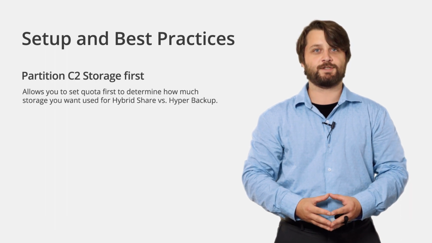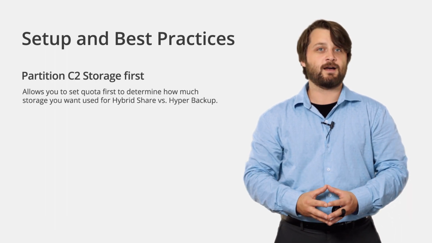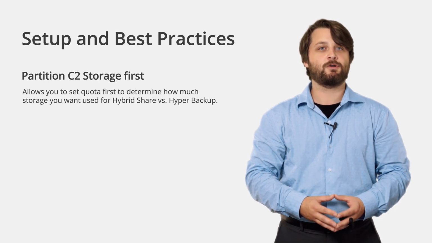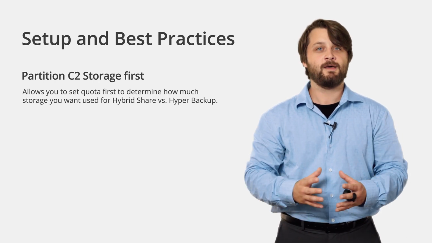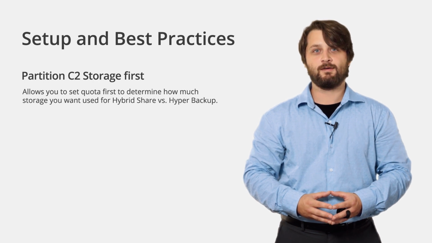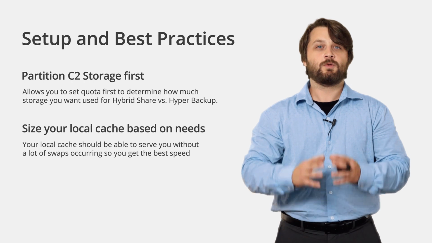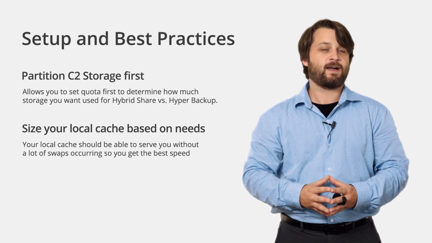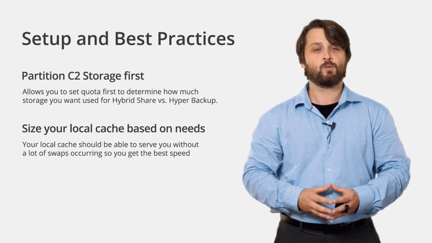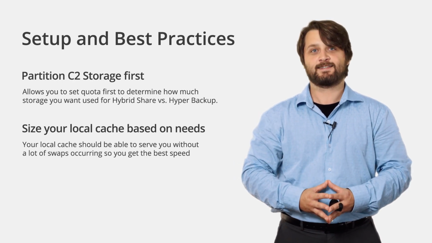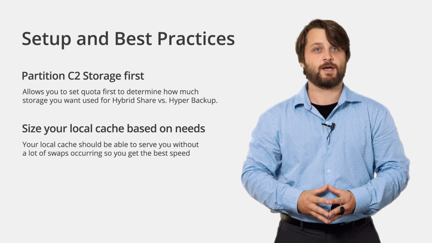You first want to partition your C2 storage. You're going to be setting up a quota for your Hybrid Share folder, and you're essentially determining how much storage you want utilized for Hybrid Share versus Hyper Backup, because C2 storage can be used for both. You then want to size your local cache to meet your organization's needs. Now, Synology recommends that you size your local cache to be able to handle around 2 weeks of your normal workload. The reason being is you'll always have your most recently accessed files on demand over your local network speeds.